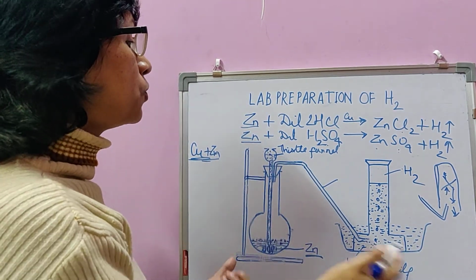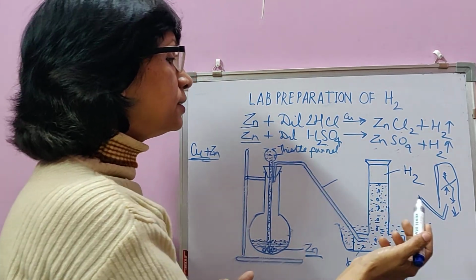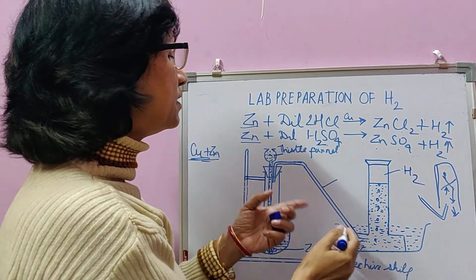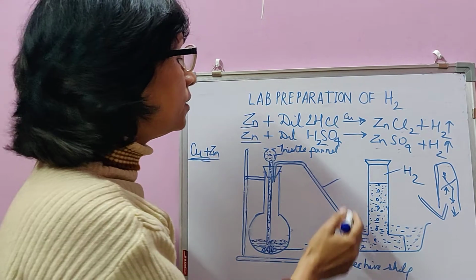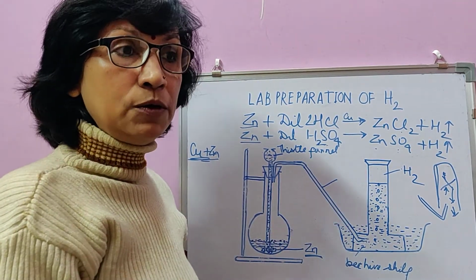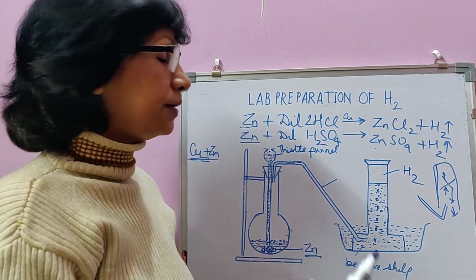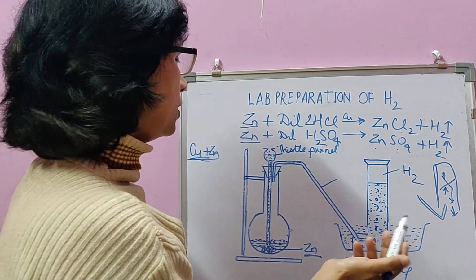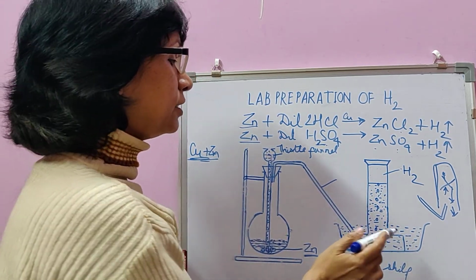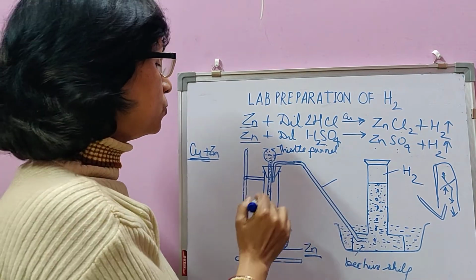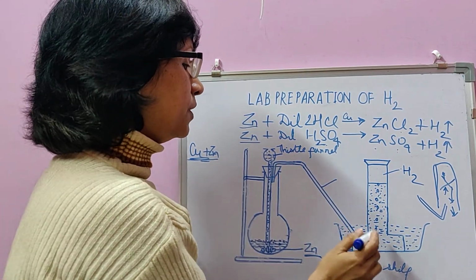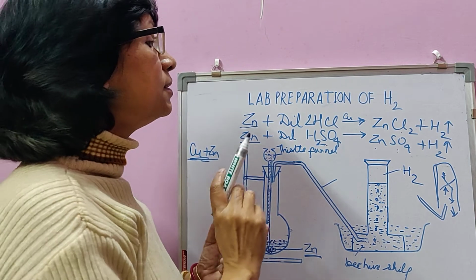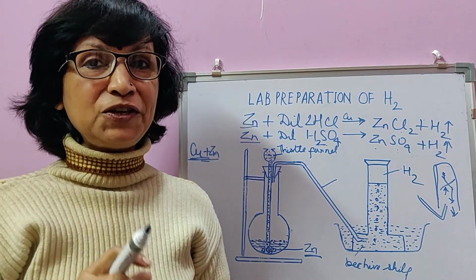Also, as precautions, no inflammable substance or lamp should be near the apparatus, because whatever air is left in the starting, being a mixture of air and hydrogen, should not catch fire or get heat, causing burning or any accident. So the precaution is that the end of the delivery tube should not be put in at the starting. It should be in the air for some time, so that the air is pushed out, and then we keep it under the beehive shelf. We do not keep any burning substance near the flask. And that's all about the lab preparation of hydrogen.